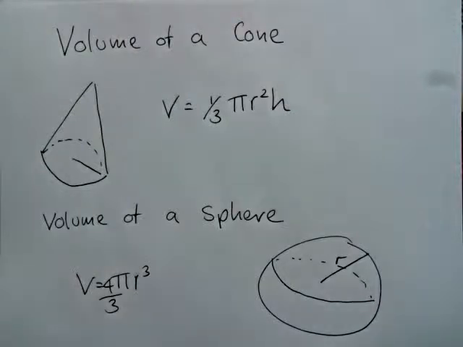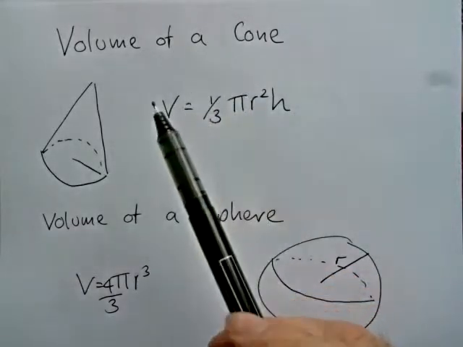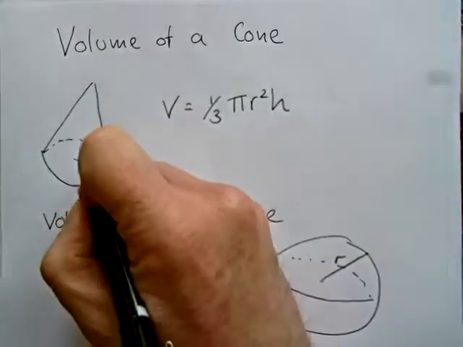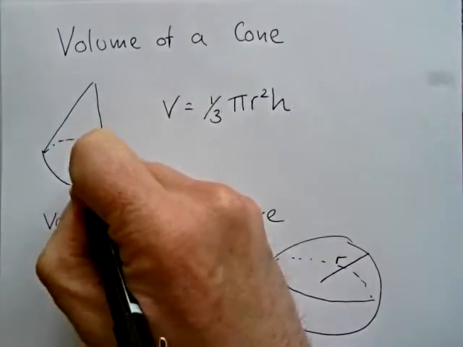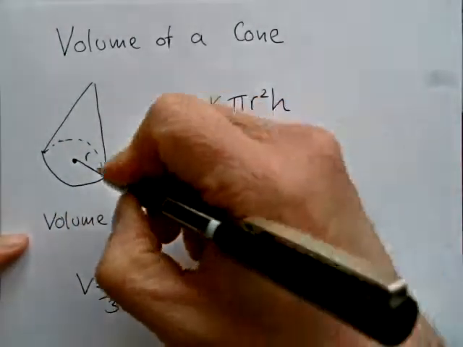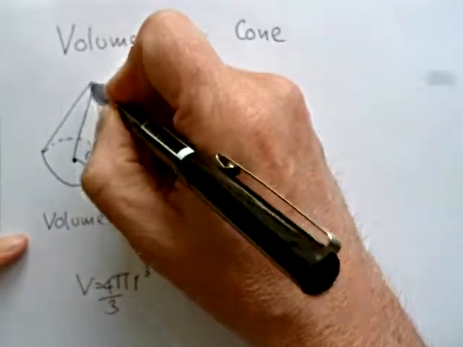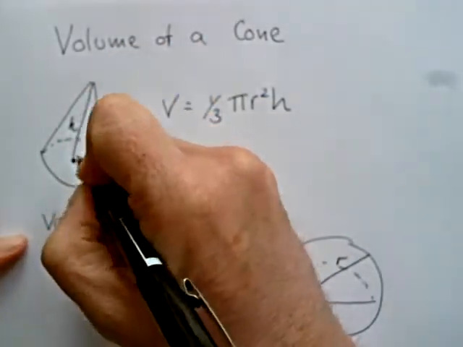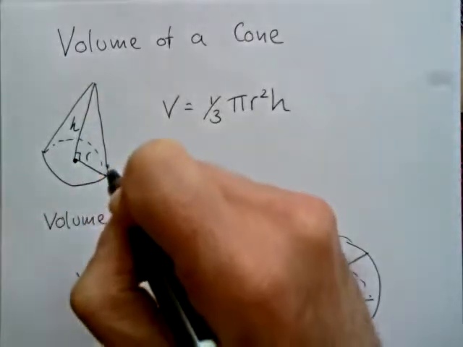Okay, so we're going to look at the volume of a cone and volume of a sphere. Now in GCSE you are given these formulas on the inside page of the exam book. So for the volume of a cone we need to know the radius, which is the length from the centre to the edge of the floor of the cone, and the height. Now the height is the perpendicular height, that's that height coming up from the centre.